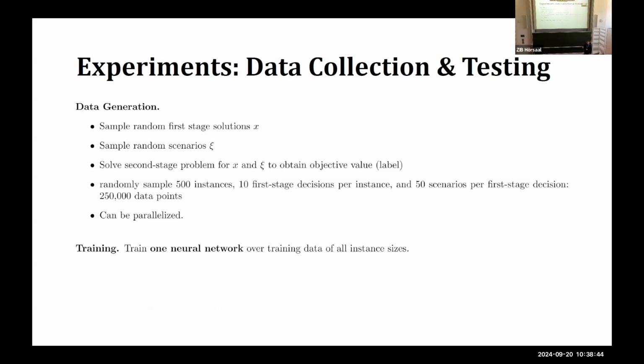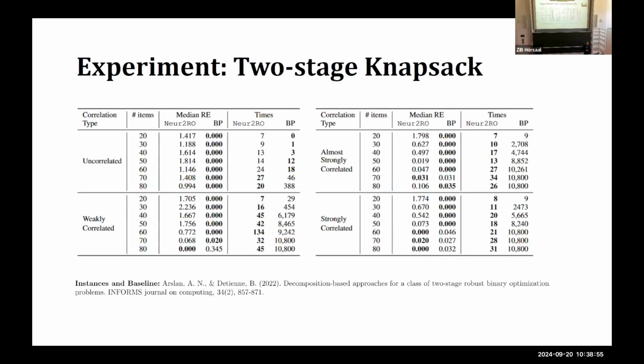Also you can parallelize the data generation and the training process here. And so now you got your network, which is quite good in predicting the second stage values. And now we apply it in the column and constraint generation algorithm. And we compare here. So this is a two-stage knapsack problem where we compare with the algorithm from Aslan and Etienne, which works for objective uncertainty.